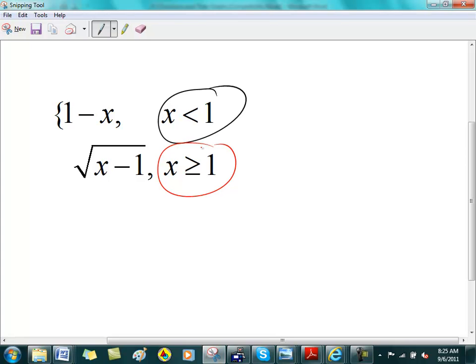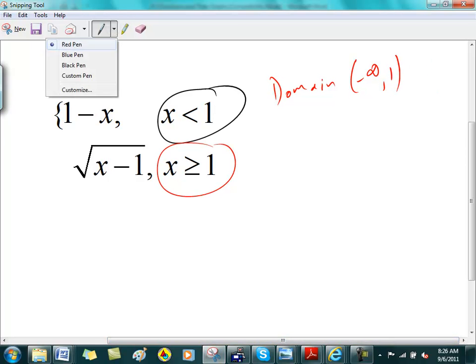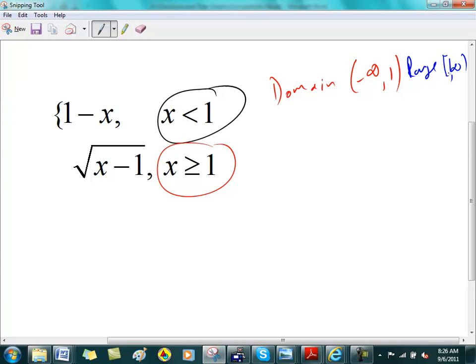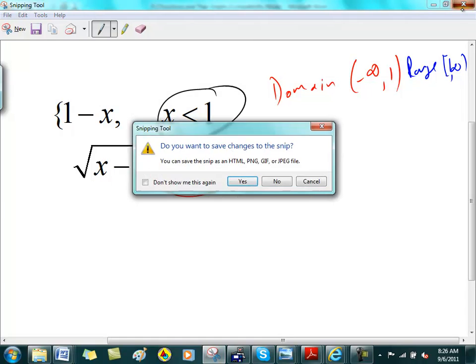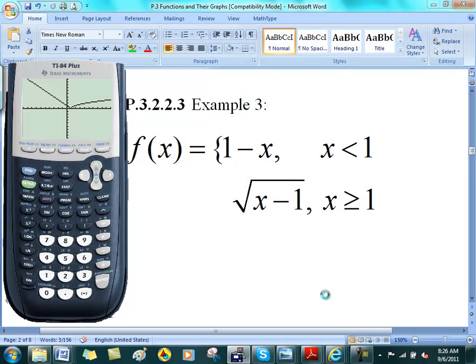Ryan? Yeah. So when they ask for the domain and range for this, do you give the domain in two separate pieces? So what you would do is say the domain is, for example, minus infinity to 1. And perhaps on the same line you say the range for that part is equal to, what is it, 1 to infinity? So you can put it in one line, or one on top of the other, basically. Okay? All right, next example.